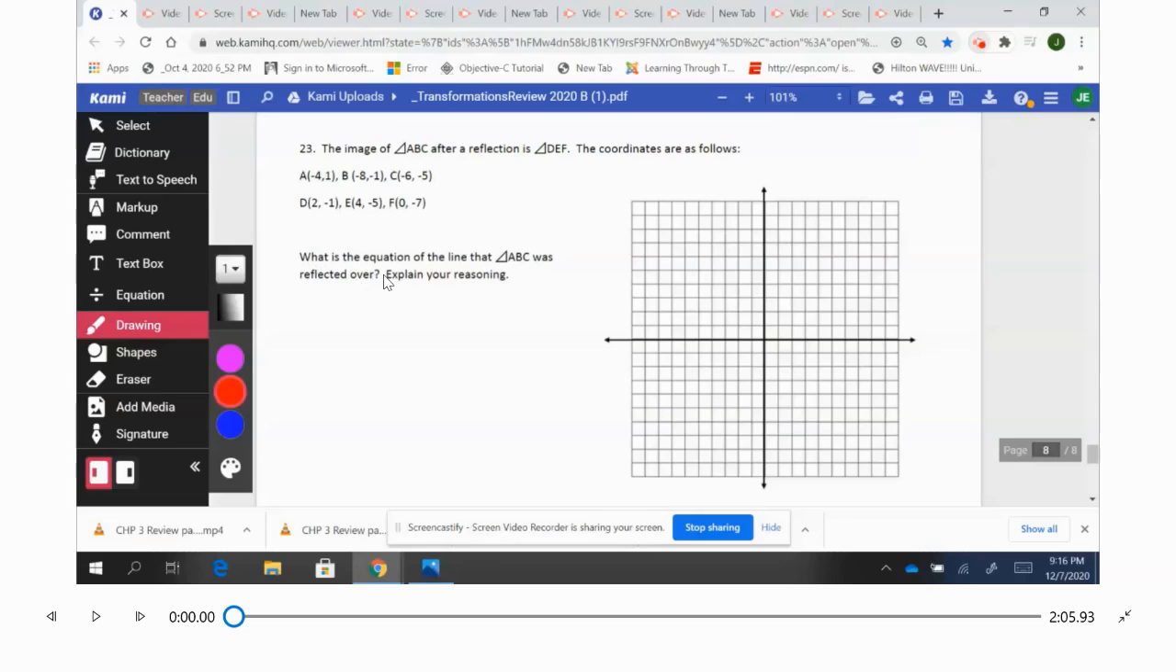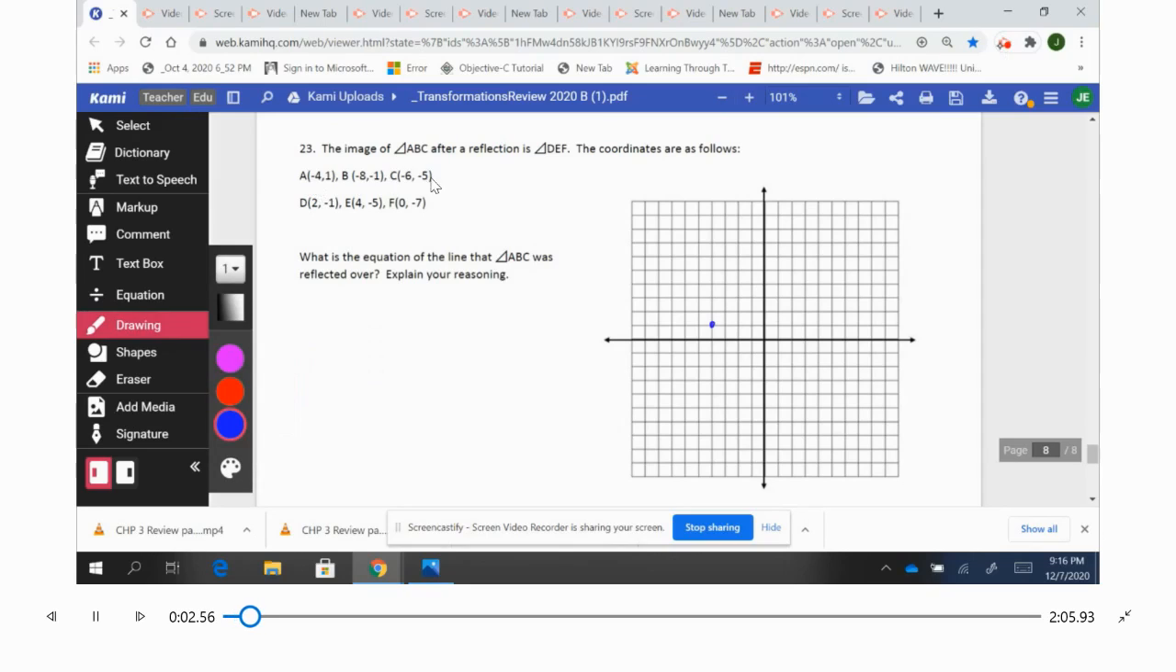We're going to figure out what line it reflected over, and it's going to be a little bit challenging because the lines are not our typical lines. It's not a vertical line, it's not a horizontal line. It's a line that's got both X and Y in it, so it's got a slant to it, and it's not our typical Y equals X or Y equals negative X. It's going to be a little bit of a challenge.